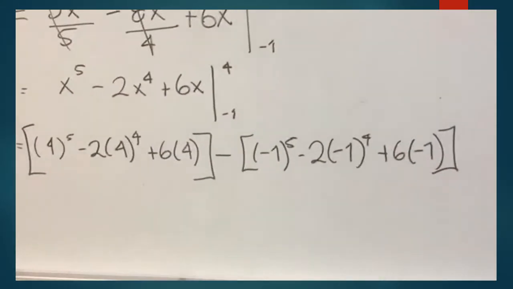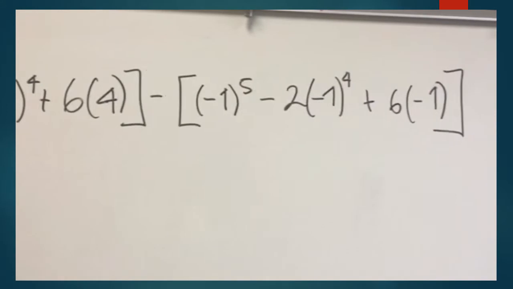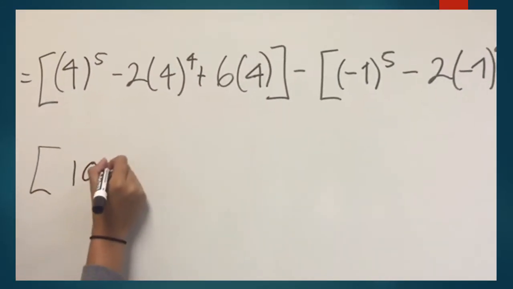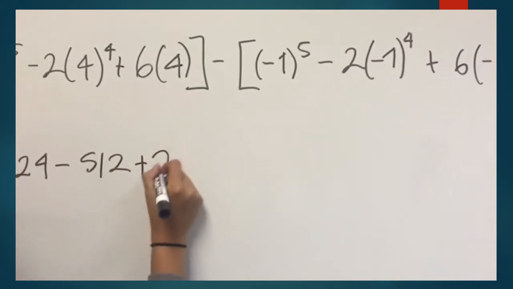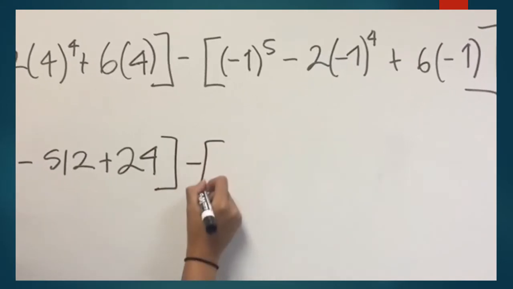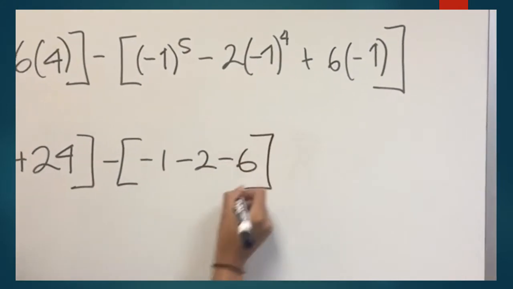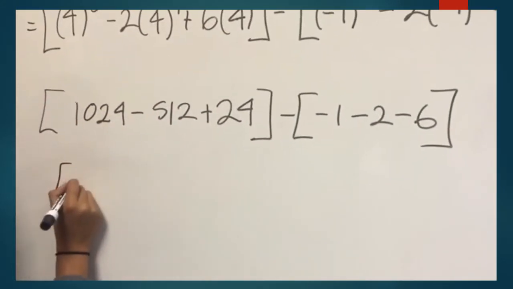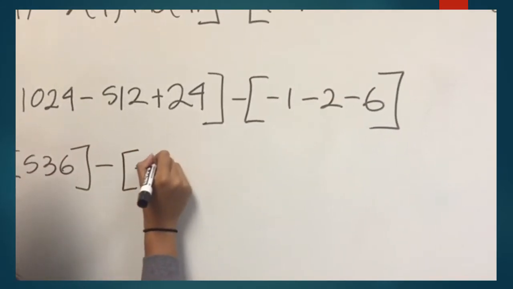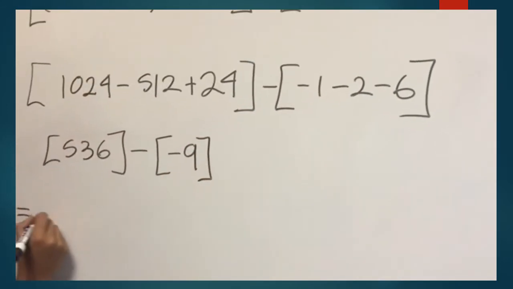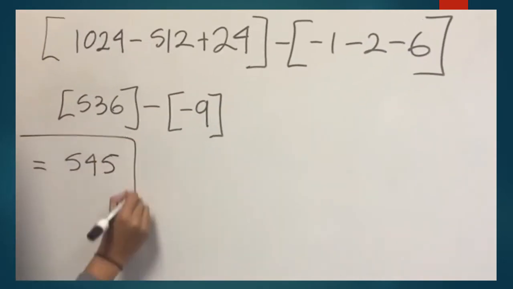Algebraically, we can simplify this. Now we can simplify all that to 1024 minus 512 plus 24, minus -1 minus 2 minus 6. This can be further simplified to 536 minus -9, which in turn equates to 545. And this is the ultimate solution for this definite integral.